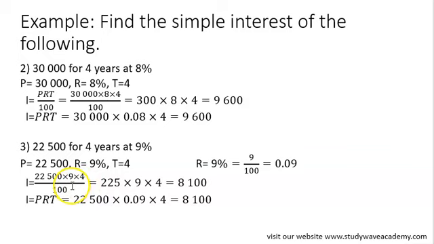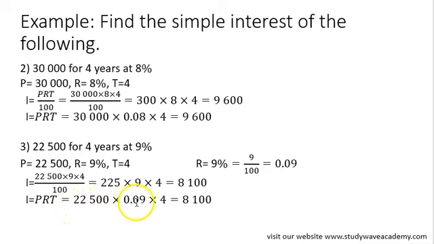The 100 is for the percentage, right? Good. Then we use the cancellation method. We cancel 0 and 0, 0 and 0. Then we write out our remaining equation. We have 225 times 9 times 4. What do we have left when we multiply this together? 8,100. Correct.